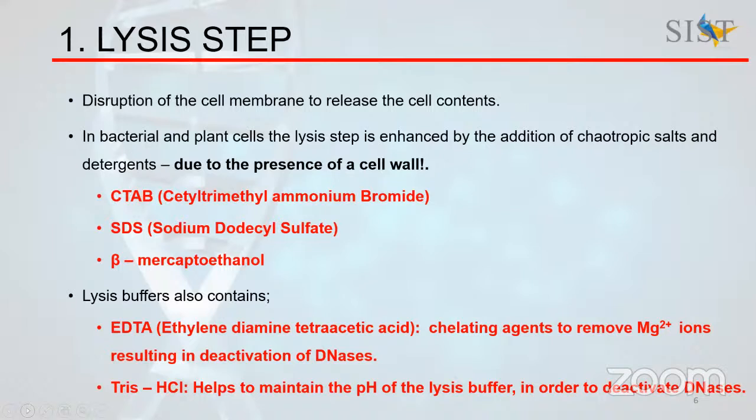In DNA extraction, we add EDTA Tris-HCl buffer. Why do we add Tris-HCl EDTA buffer? The Tris-HCl is the buffering agent which maintains the pH of the lysis buffer, while the EDTA can chelate ions, specifically Mg2+, because these Mg2+ ions are needed for the activation of DNases. So just by removing the Mg2+ ions, we are deactivating the DNases. If DNases are active, they might totally disrupt the DNA extraction. So by adding EDTA, we are making sure the DNase activity is not disturbing the DNA extraction process.